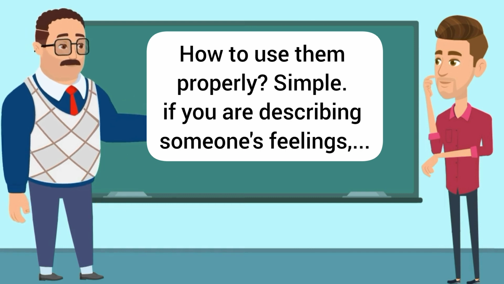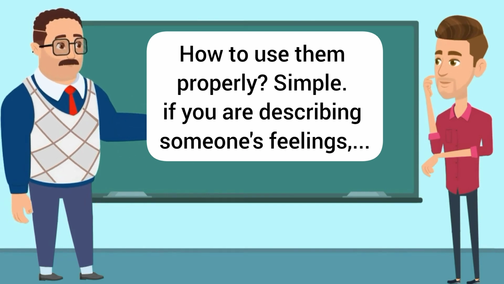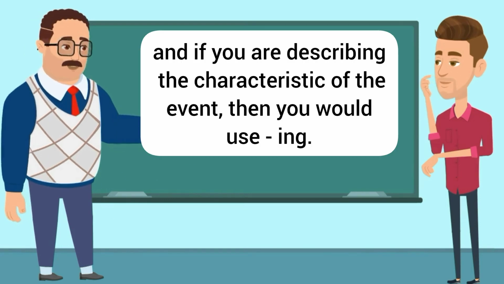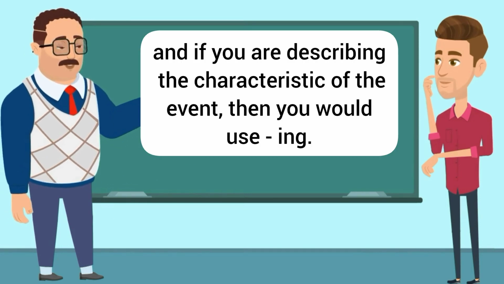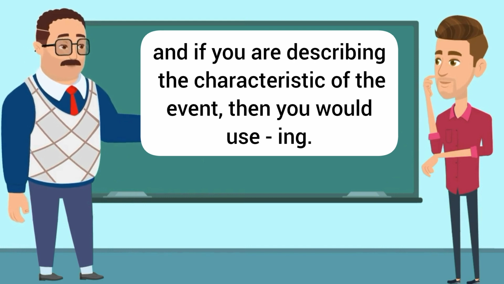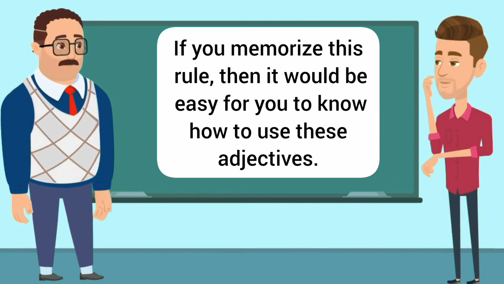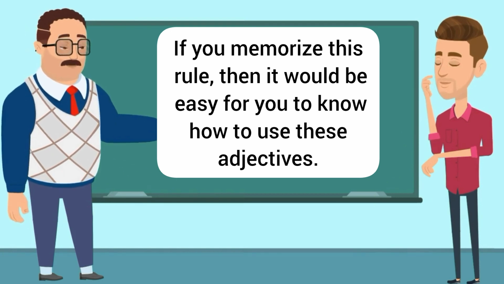Simple. If you are describing someone's feelings, then you would use ed. For example, I'm bored. Martha was excited. And if you are describing the characteristic of the event, then you would use ing. For example, this book is interesting. Or that concert we went to was amazing. If you memorize this rule, then it would be easy for you to know how to use these adjectives.